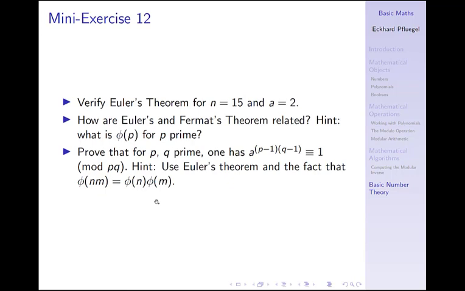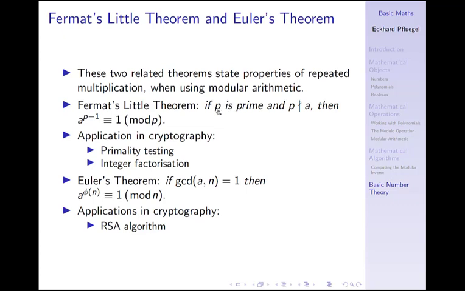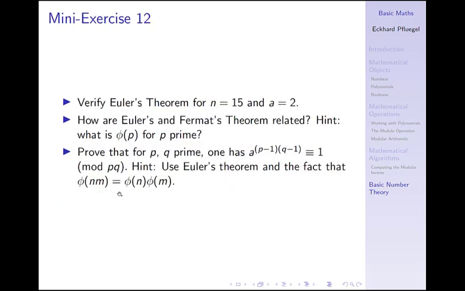Okay, so a last mini exercise to practice this. Use the number n equals 15 and a equals 2 to verify Euler's theorem. What you need to do is simply check this condition. Everything is given, a and n are given. You obviously need to compute phi of n, but you might be able to use one of the previous exercises for that. So that's the first part of the exercise.